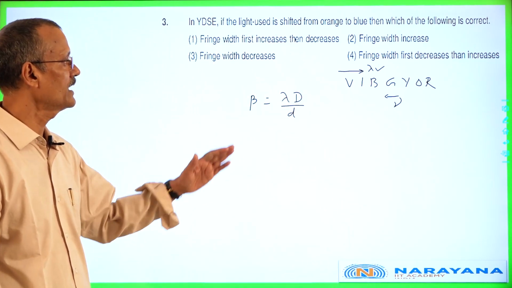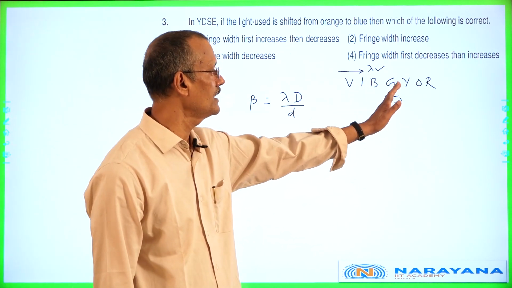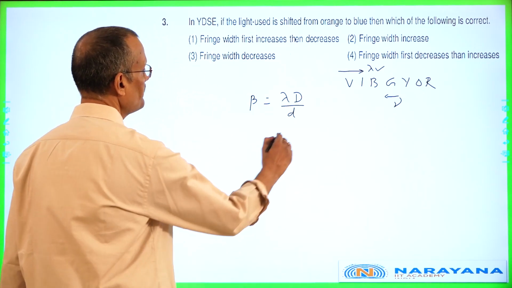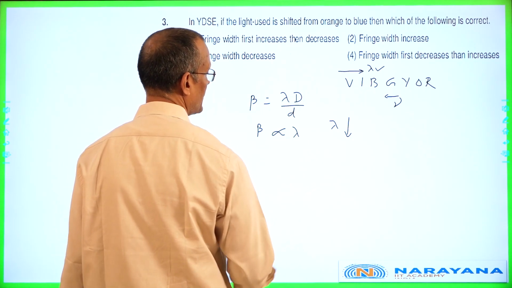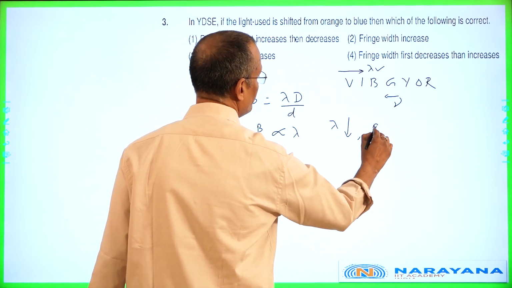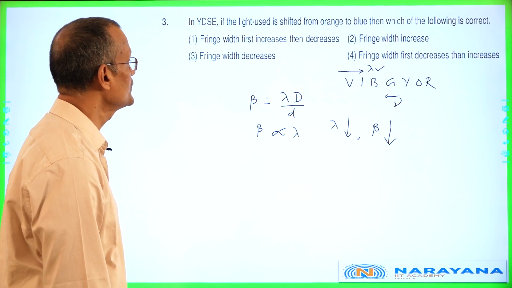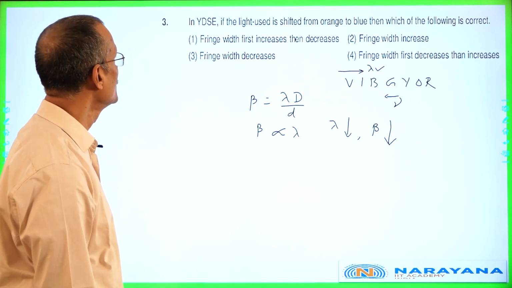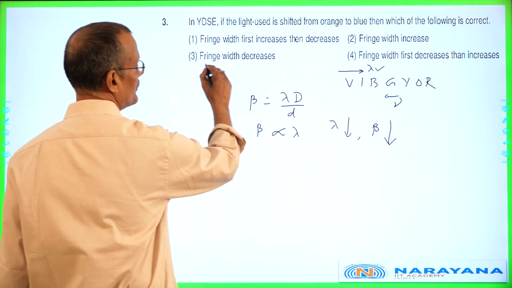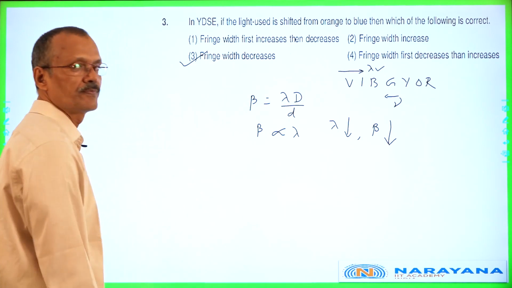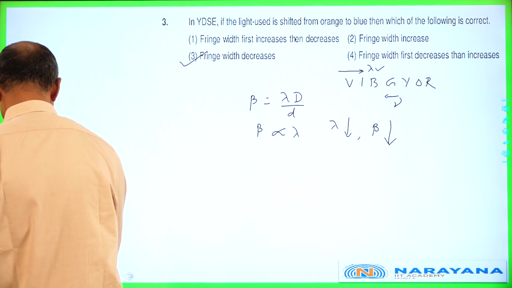So, blue, if you check, lambda is lesser for blue in comparison to green, yellow, orange or red. When lambda decreases, beta, which is proportional to lambda, will decrease. So your answer for this question will be: fringe width decreases when you change the color from orange to blue. Is it clear to you? Now let us move to the next question.